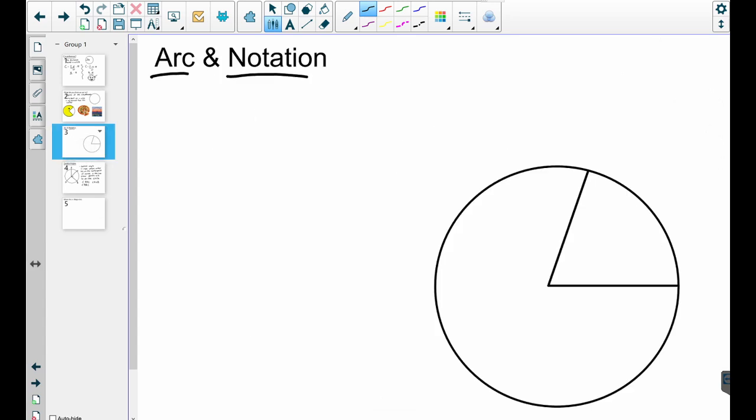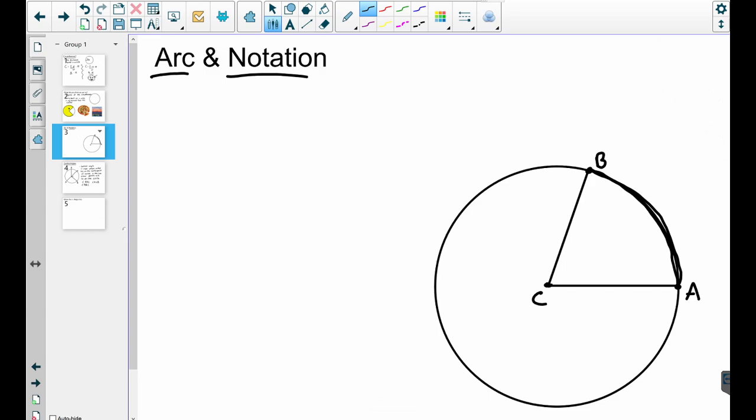And those help us notate an arc. So let's look here. Let's say that this is C, our center point. Well, this point A, and this point B. We want to notate this arc. You may think, well, okay, we have central angle BCA, but we want just this portion here, just this arc.